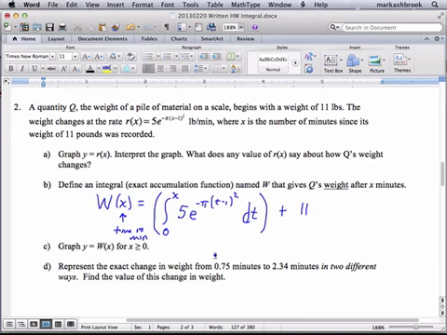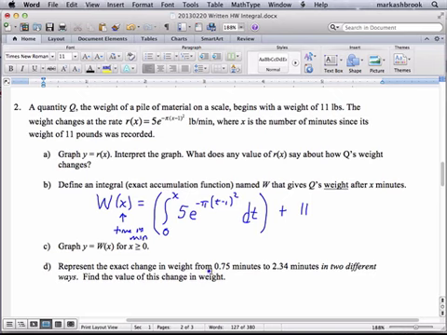Okay, so this part D is a really nice question here. We've got two different functions going on here. We've got our rate function, we've got our W function. How can we represent the change in weight from 0.75 to 2.34 minutes in two different ways? What's one way we can do it? Somebody new? Helios, you got one way we can do this?